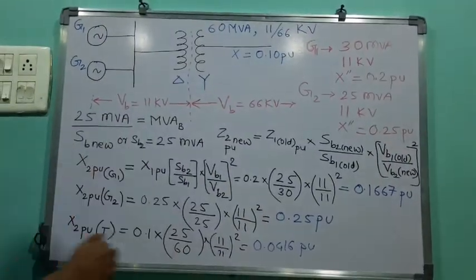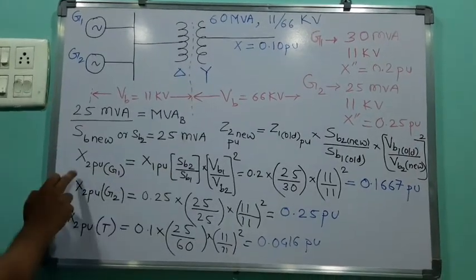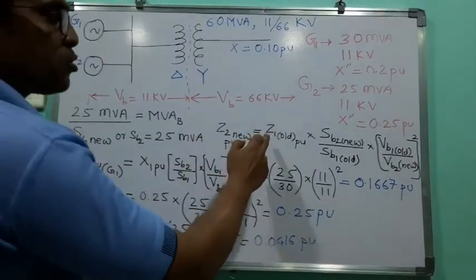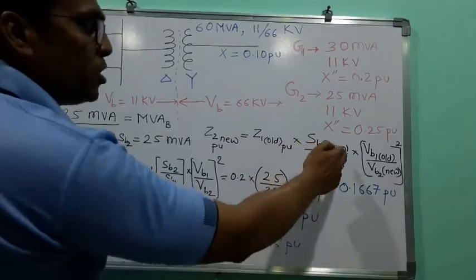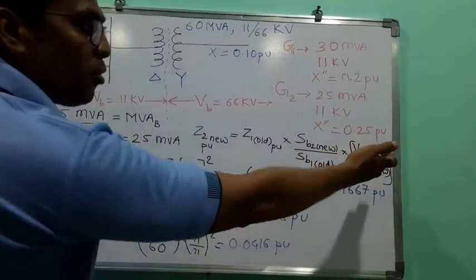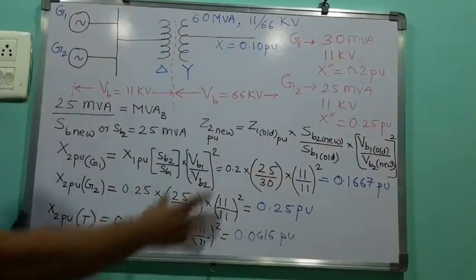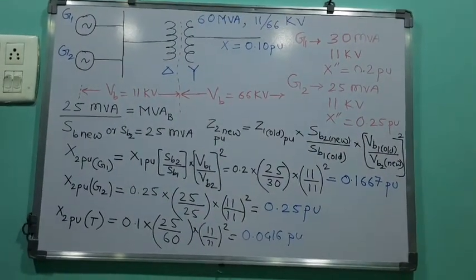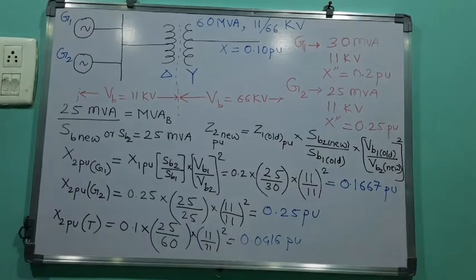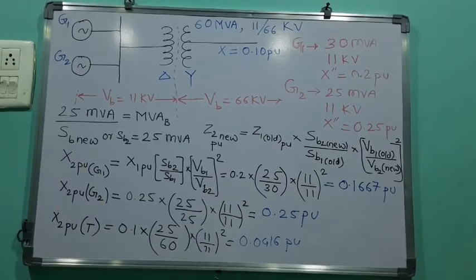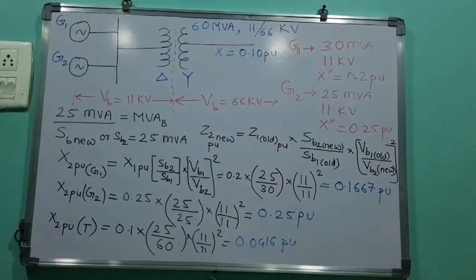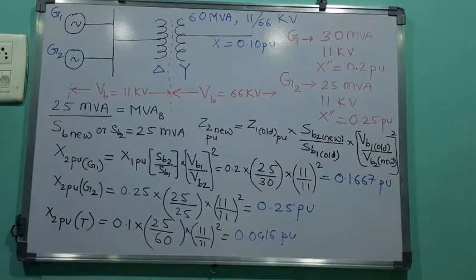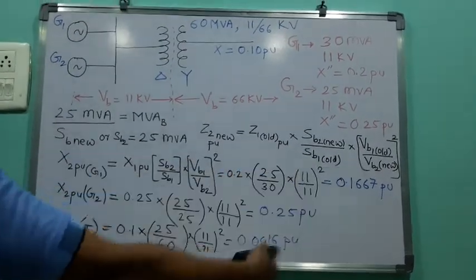So now the formula is x2 per unit or z2 per unit equals z1 old per unit times sb2 new divided by sb1 old, times vb1 old divided by vb2 new, squared. In this way you have to calculate the new value of x2 for generator 1, generator 2 and transformer. Now you have to draw the reactance diagram and write down these particular values.